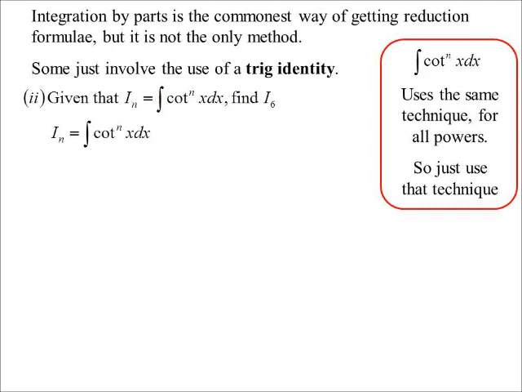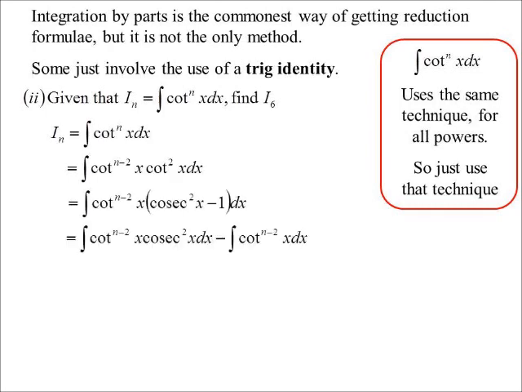Well, what did we do for tan and consequently cotan? In tan it was tan squared, so we'll factorize out cot squared. And then we change cot squared to cosec squared minus 1. We break that up into two integrals. Now, the left-hand integral we can do via a substitution. Look at the right-hand integral, it's now just cot to the power, we've actually reduced the power by 2 in this case.